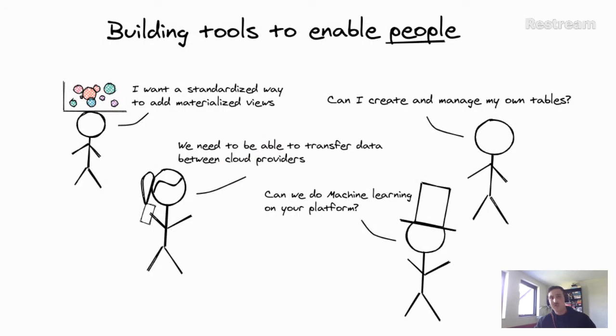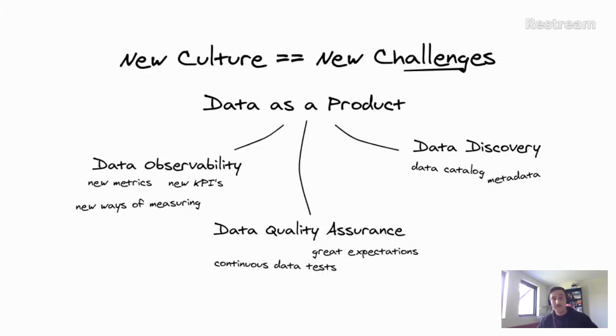So, like I said before, we now have a culture where we are not just solving the issues at hand, but also a culture where we are building tools to enable other people. So we were now starting to get other requests from within the community where, for example, analysts wanted to have a standardized way to add materialized views. People wanted to start creating and maintaining their own tables to do tests and stuff like that. So we were now building tools to enable people, which I think is one of the most beautiful things in the world. Also, new culture equals new challenges.